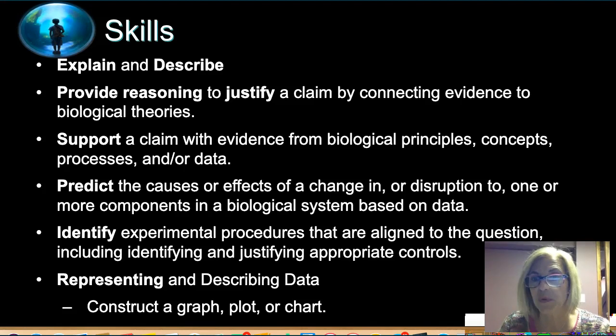Identify and justify appropriate controls. So what would your control be in this situation, and why? So you're justifying why that would be a control. Remember, a lot of times we use positive controls and negative controls. A control in any fashion is used as a comparison. If it's a negative control, it's showing you what would happen if the experimental factor had no effect on the system. So the negative control doesn't have the experimental factor. A positive control would show you what you would expect if something was present.